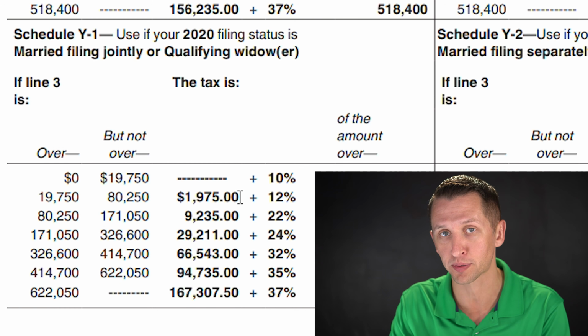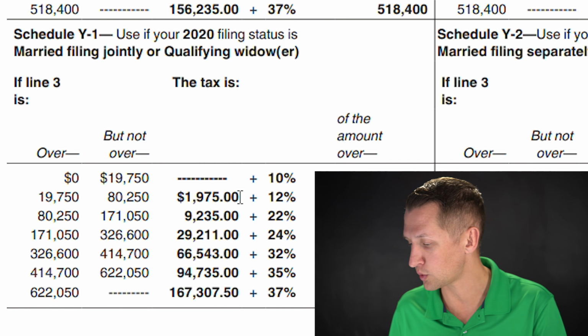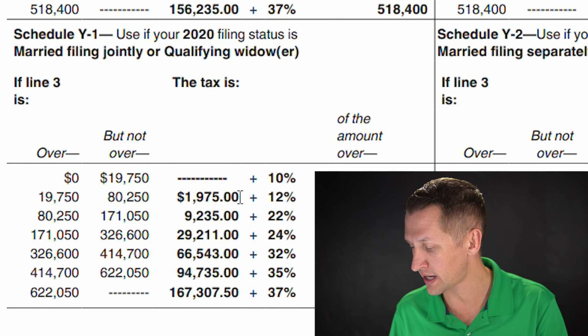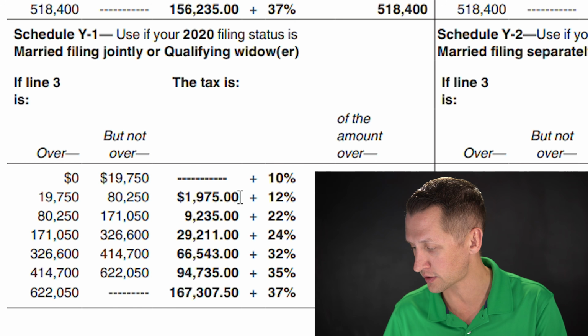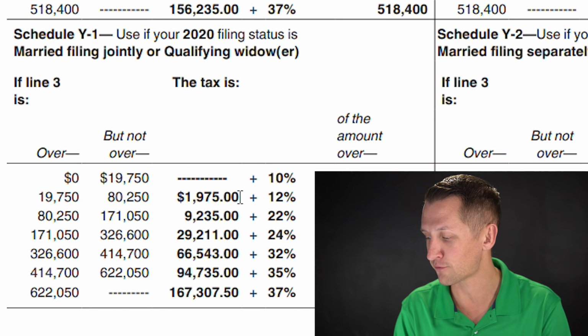Now, everything that's over the $19,750 is then taxed at the next tax bracket, which is at 12%. So we're going to take our 54,508, subtract our $19,750, and that is going to be our $34,758. So $34,758 of the money that we've earned is going to be taxed at the 12% tax rate. Again, the first $19,750 was at 10%.